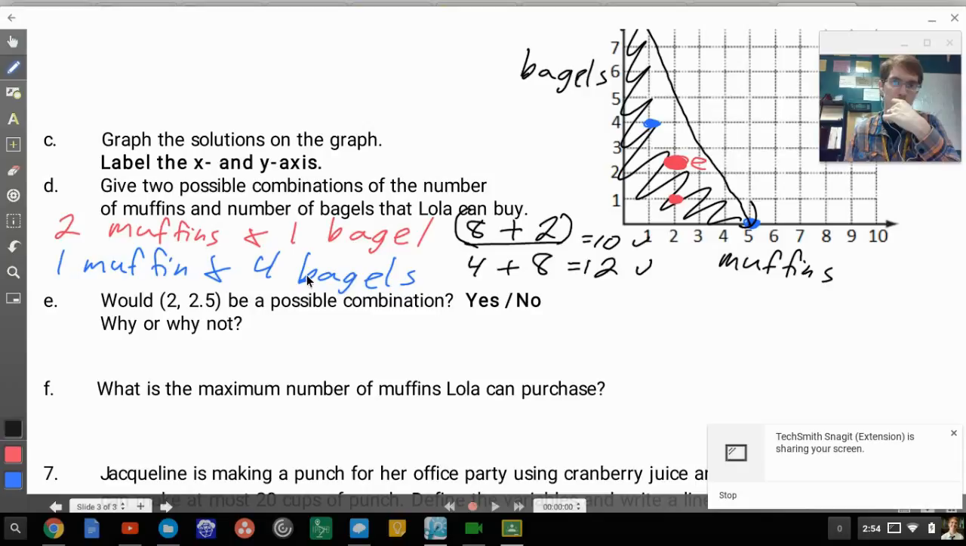But let's also think about this. 2. Can you have 2 muffins? 2 muffins. Makes sense, right? You're buying these, so you're buying them in whole numbers. Could you buy 2.5 bagels? Yeah, you know, more I think about this, you could justify this. If you could convince me that, yeah, okay, I could only buy half the bagel and I'd be okay because they actually come in halves. That'd be one way to think about that.